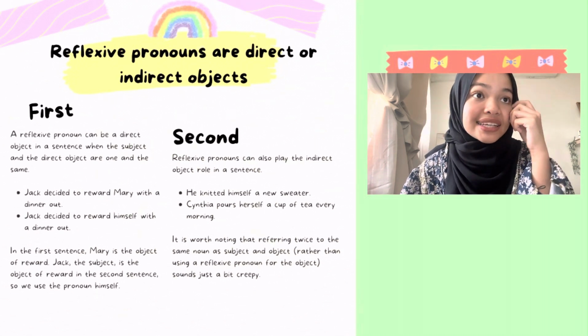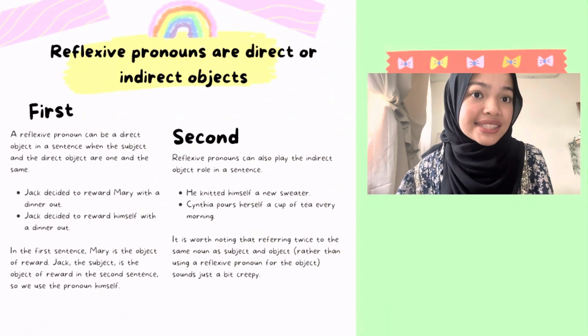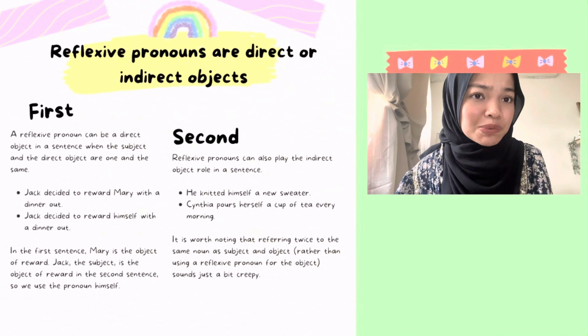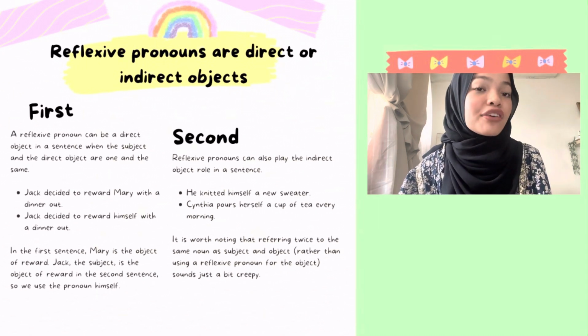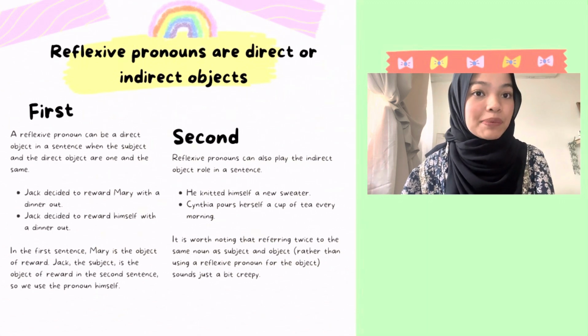It is worth noting that referring twice to the same noun as a subject and object will sound a bit odd, such as Jack decided to cook Jack a special supper. So instead of that, you can use, Jack decided to cook himself a special supper.